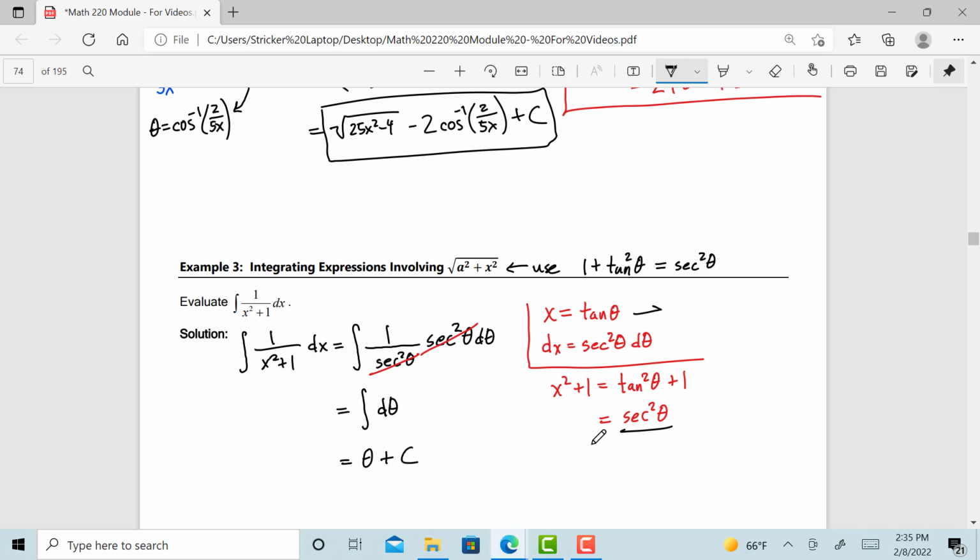And we know what theta would be equal to. Using inverse trig functions, we know theta is equal to the inverse tangent of x. So this is the inverse tangent of x plus c.